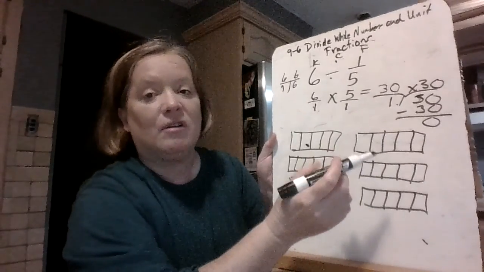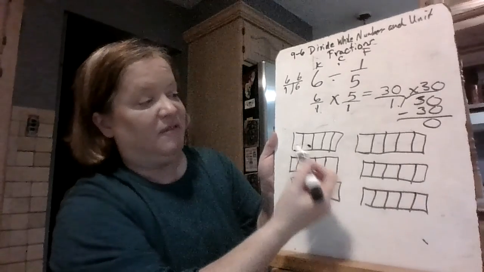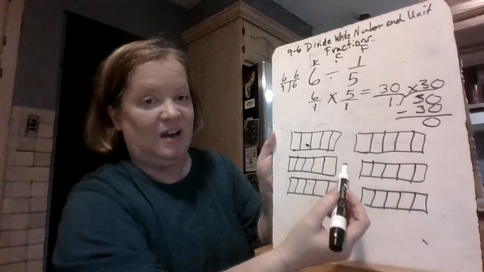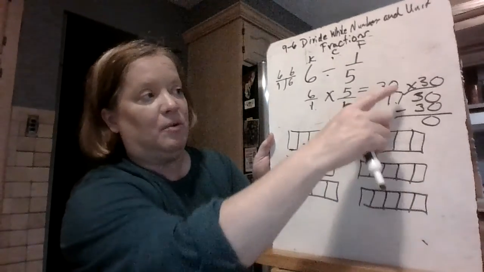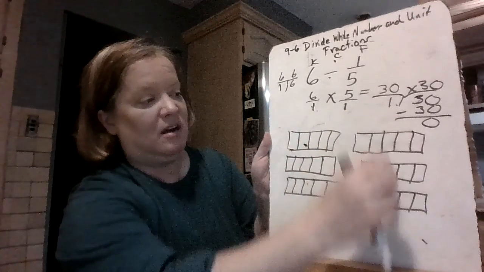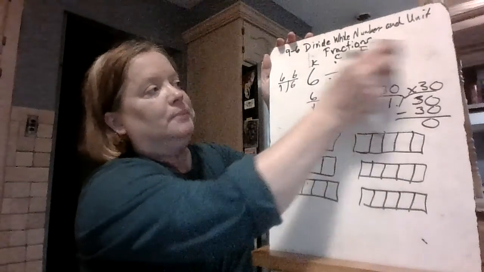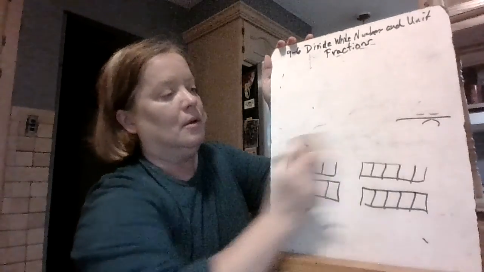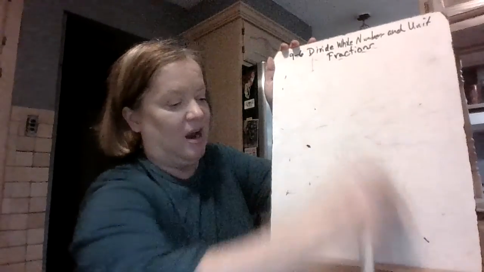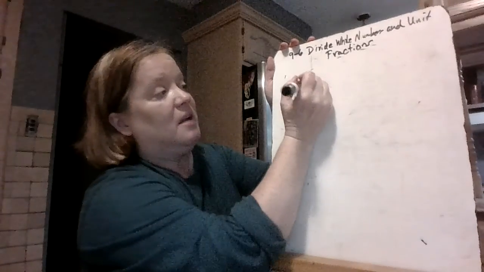So when I do the algorithm, 6 divided by a fifth, my answer ends up being 30. And sure enough, if I have 6 candy bars and I cut them into fifths or 5 parts, I end up with 30 pieces altogether, because I have 1, 2, 3, 4, 5, 10, 15, 20, 25, 30. Let's try another one. Again, I'm going to do a whole number divided by a fraction. Let's say I had 3 divided by a third.